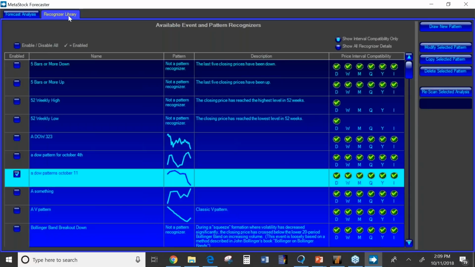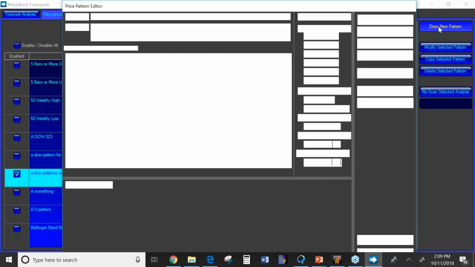Just like we took a pattern straight from the chart and it looks like a hand-drawn line right here, we also have the ability to draw a pattern that we want. So I'm going to show you how that works. I'm just going to click on this Recognizer Library tab. I'm going to click on Draw a New Pattern.